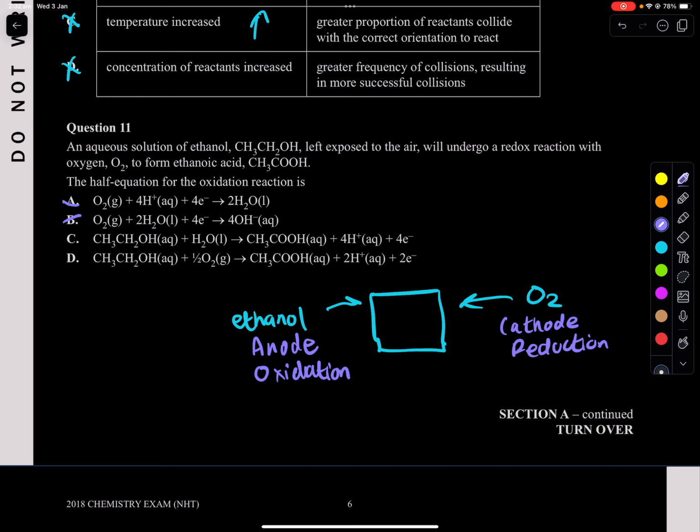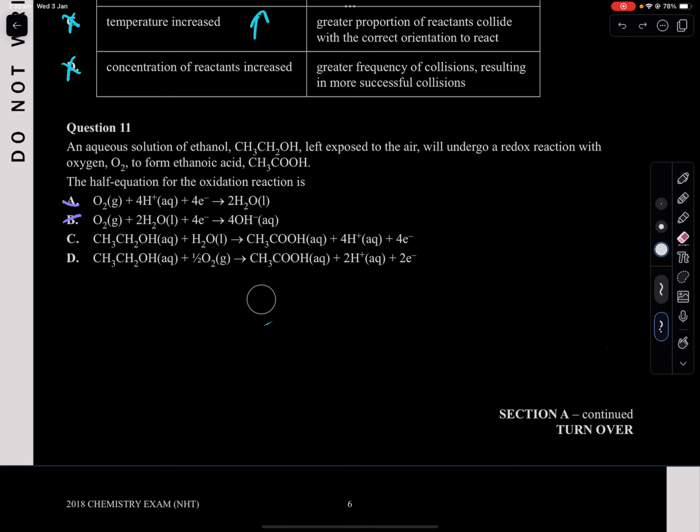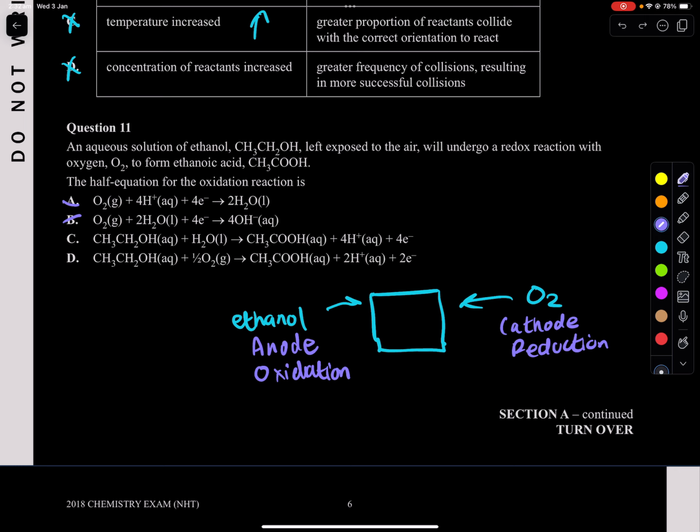So don't even worry about those. We don't even need this diagram to help us around. So let's look at these ones. And okay, which one would it be normally? Well, let's think about it. We're going from this ethanol to ethanoic acid. So let's think about that.